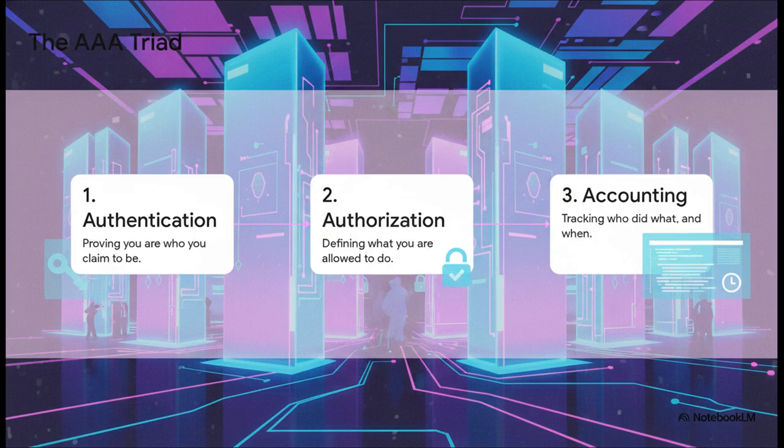Then, once the system knows who you are, it moves to step 2, authorization. This is where it decides what you can actually do. Can you read a file or can you delete it? Big difference. And finally, there's accounting. Think of this as the security camera, the logbook. Every single action, successful or not, gets recorded. And that is absolutely crucial for security audits and for figuring out what happened if something goes wrong.